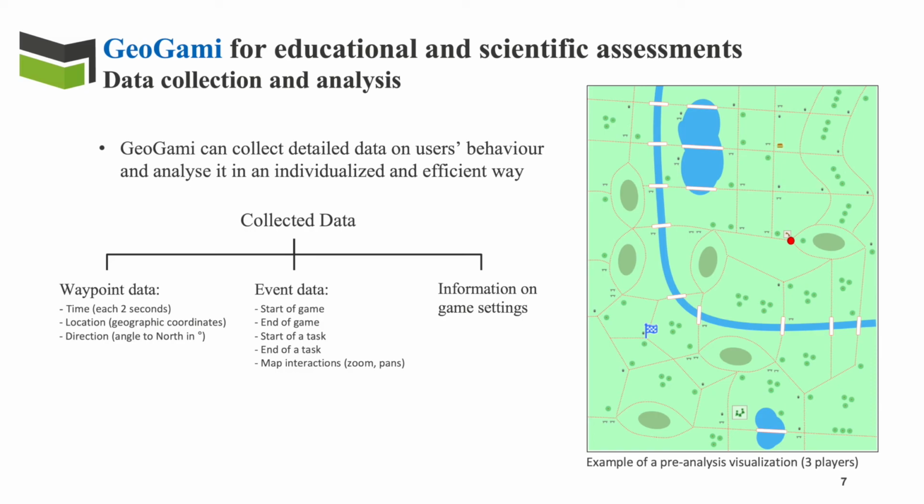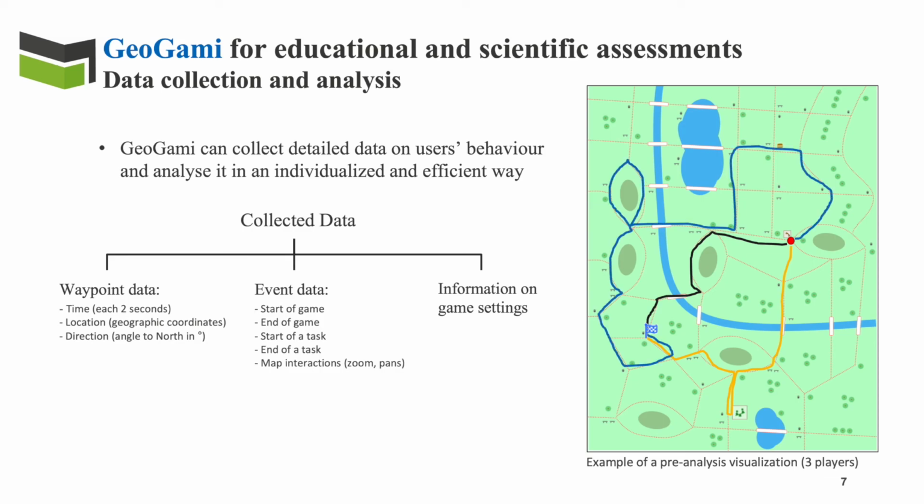To give you an insight into the analyzing process, the figure to the right shows an example of a pre-analysis visualization of a navigation to a flag task, where the red dot is the player's initial location and the flag icon is the destination. As you can see, this is the route of the first player, and this is the route of the second one, and this is the route of the third player. From the routes, it is obvious that players utilize different map reading strategies to reach the flag position, which require further investigation using the collected data.